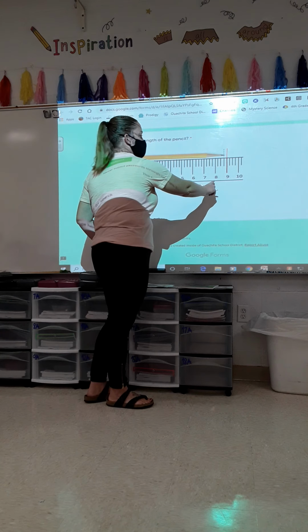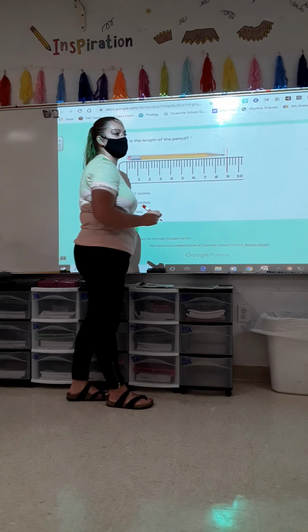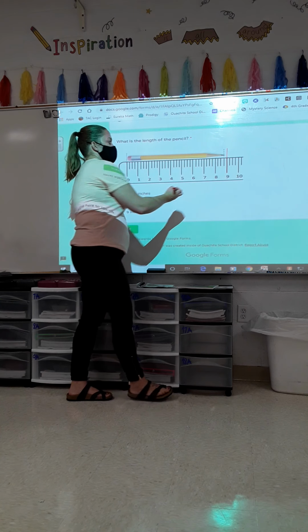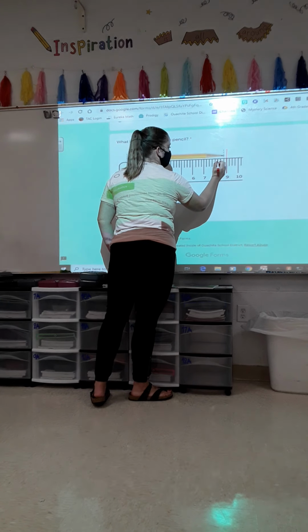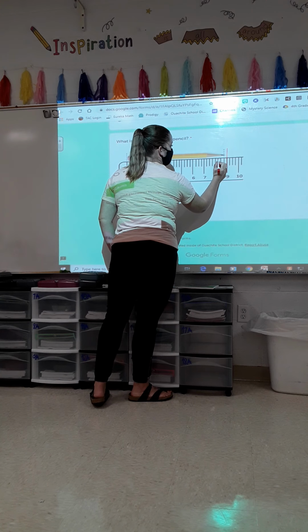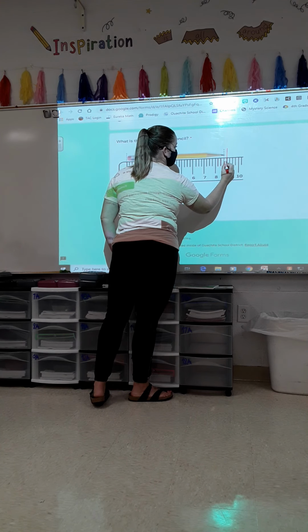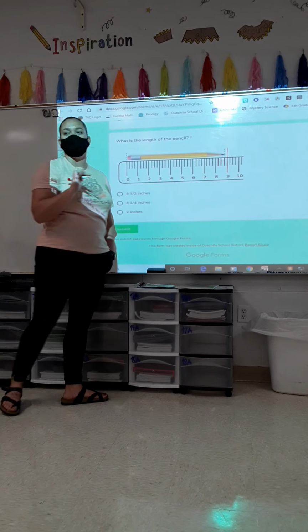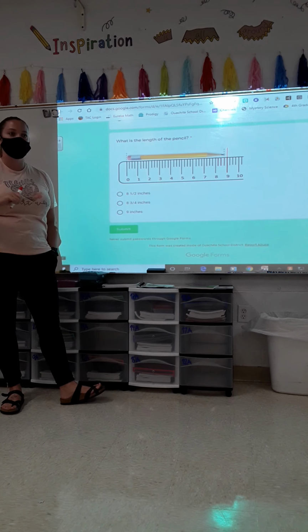So how many marks do we have between the 8 and the 9, Harper? We have 3. So from here to here, there's 1. Then from this space to this space is 2. From this space to this space is 3. And from here to here is 4. So it's broken up into fourths.